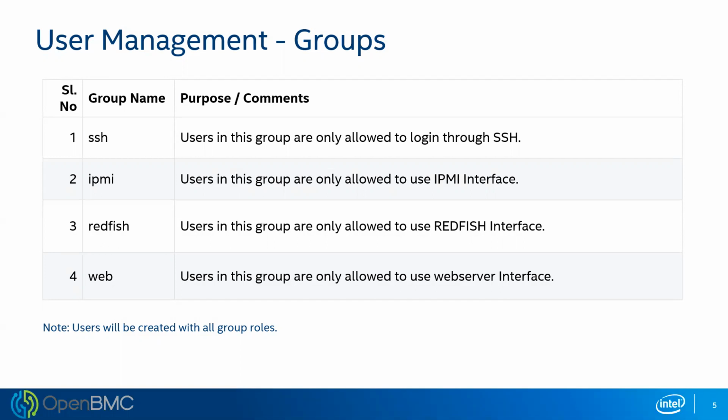So right now, with this group, we want to define that if a particular user should have access to SSH, then you should be a member of the SSH group. Similarly, a user who is under the IPMI group will be allowed to access the IPMI interface. So that's 4 different group names we created. But in reality, in our OpenBMC management, whenever you create a user, we create the user automatically with all these 4 groups in mind.